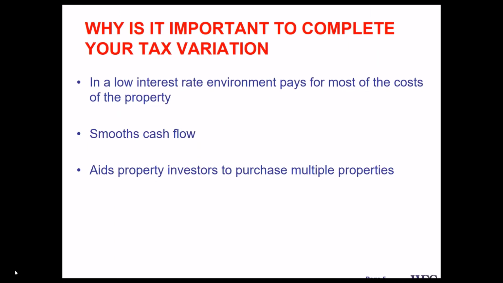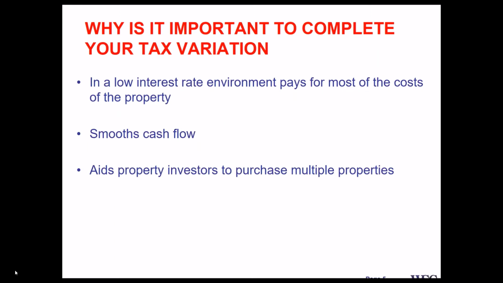No, we haven't done a variation, and we don't even know what a variation is. So the variation, by having less tax taken out of your pay, certainly smooths your cash flow. It also aids property investors with multiple property purchases, right? Some taxpayers can get away with one property and not doing a variation. We'll always say to do that even with one property.